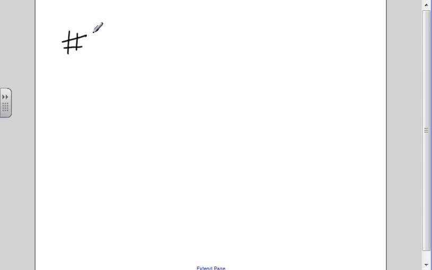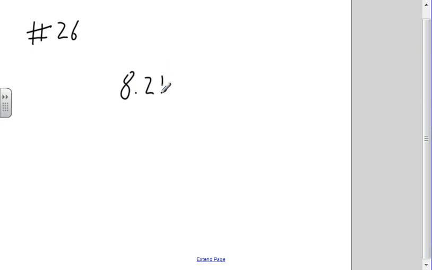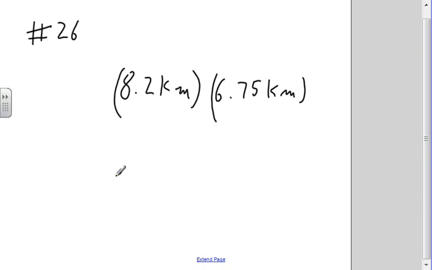Number 26. Okay, we have 8.2 kilometers times 6.75 kilometers. Now, they're both kilometers. That's perfectly okay. Our final answer is going to be in kilometers squared for our unit.